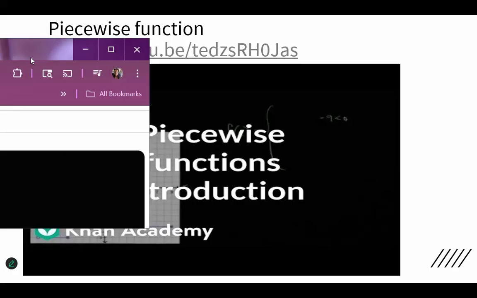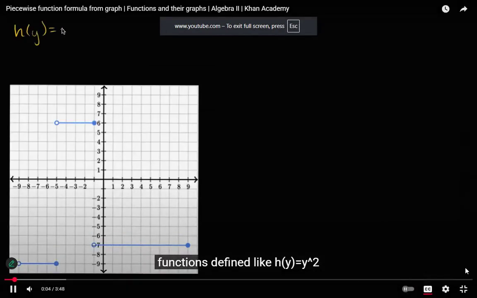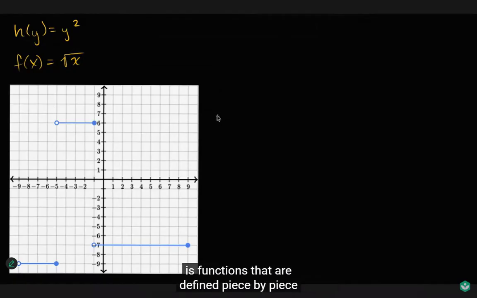There she goes. By now, we're used to seeing functions defined like h of y is equal to y squared, or f of x is equal to the square root of x. But what we're now going to explore is functions that are defined piece by piece over different intervals. And functions like this you'll sometimes view as piecewise, or these types of function definitions might be called a piecewise function definition.